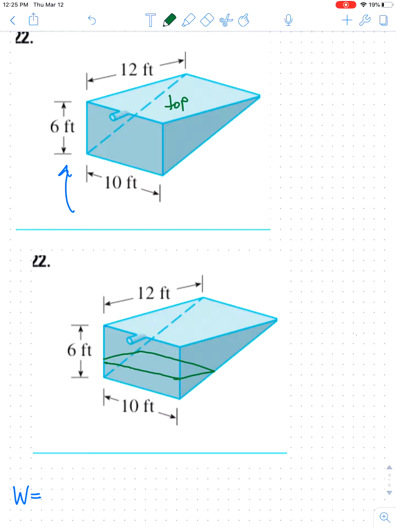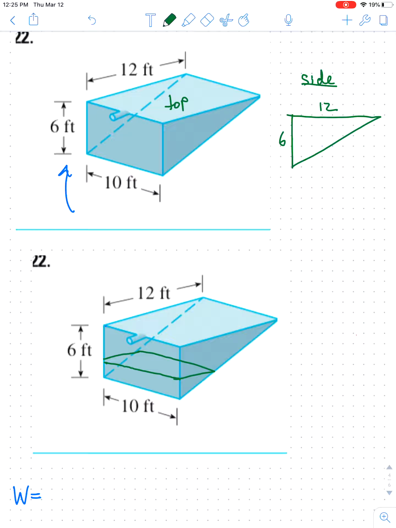And so in fact, what might be helpful is if I drew in a side view of this problem. The side view of this problem is going to look something like this. Okay. So the side of that tank is going to look something like this. This is going to be 6. This is going to be 12.